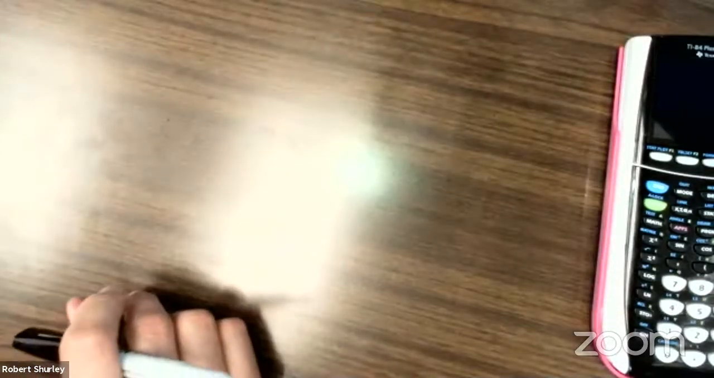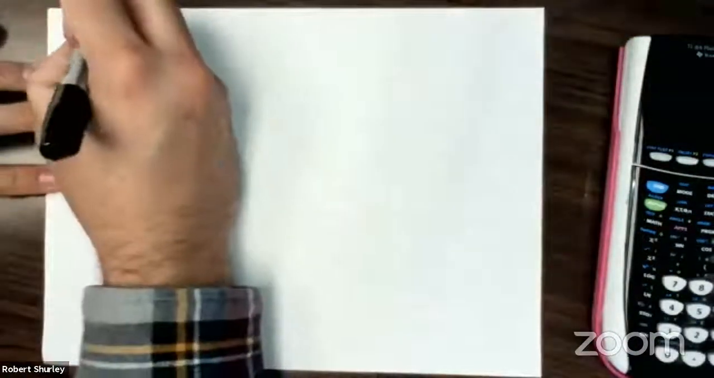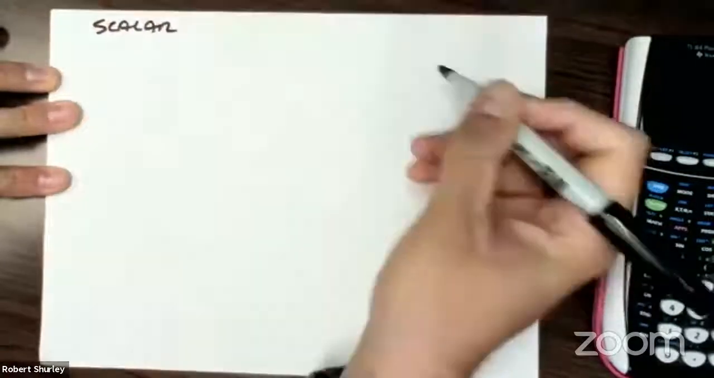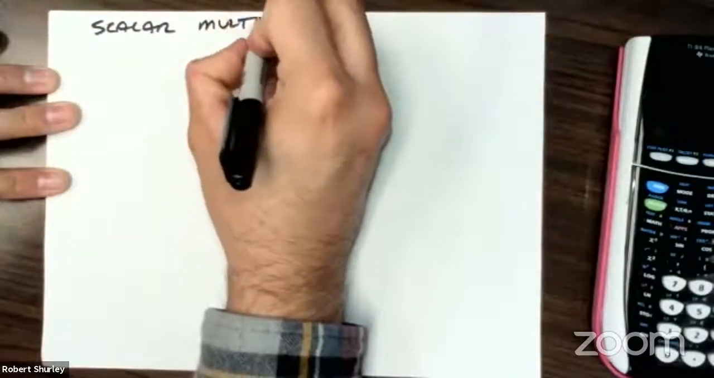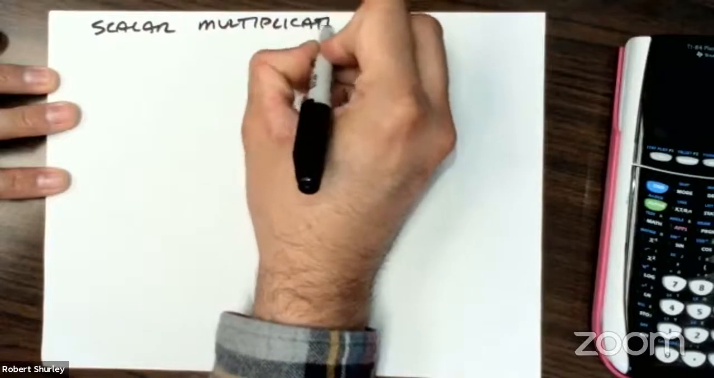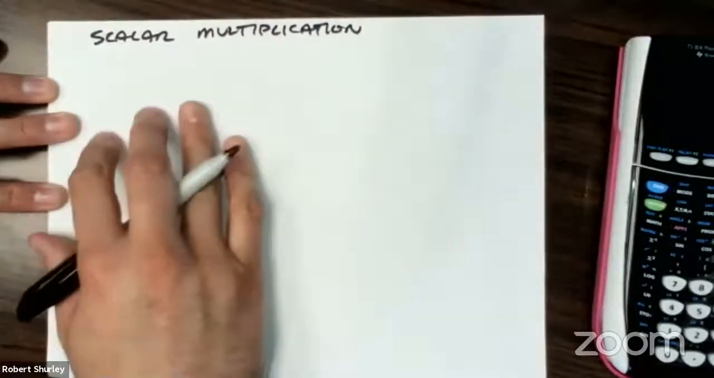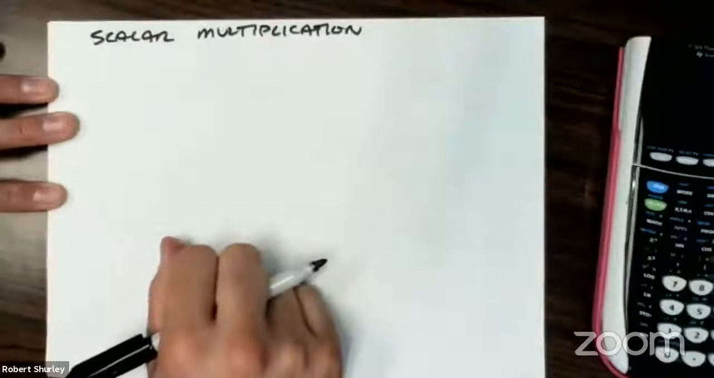So now let's go on to multiplication. There's two types of multiplication. There's scalar multiplication and multiplication of matrices. So let's start with scalar multiplication. Scalar multiplication means we're just multiplying a number through the matrix.